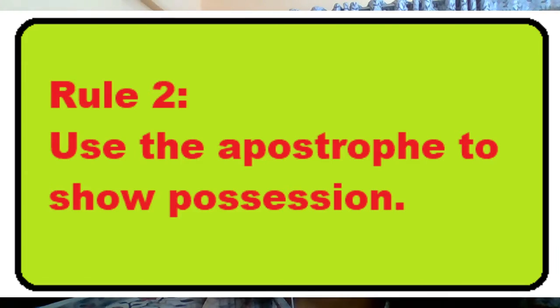Okay, so let's move to the second rule. It is one of the most common uses of the apostrophe. Apostrophe is used with possessions. When something belongs to someone. When someone is the owner of something. For example, Ram's pen. Ram apostrophe pen. What does it mean? It means that the pen belongs to Ram. Ram is the owner of the pen.